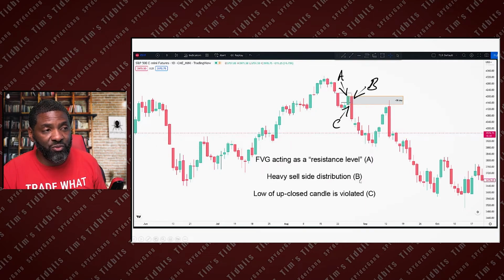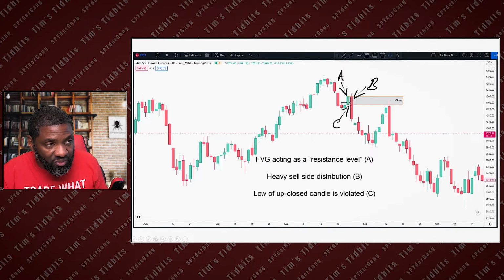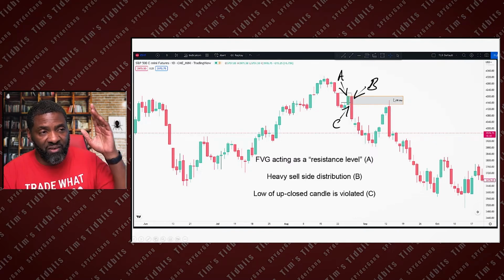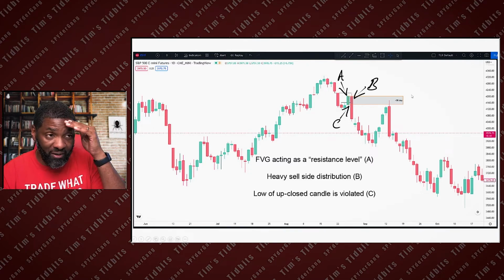Heavy sell side distribution. We got heavy distribution. See this big beefy red candle, heavy sell side distribution coming through right there. That's candle B. Low of up close candle is violated. So right here, this heavy distribution violates the up close candle. So in this one, we're looking at a bearish order block. That's what that minus OB means. That means bearish order block. That's how I mark it. If it's a plus, it'll be plus OB. That'll be a bullish order block.